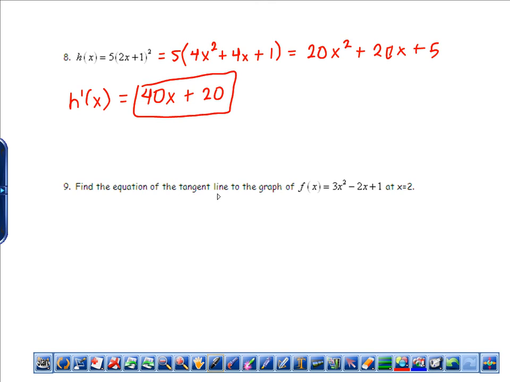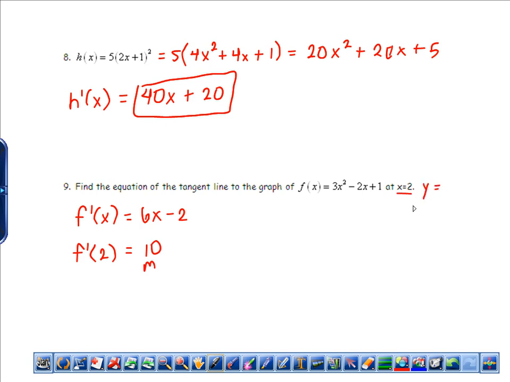Okay, number 9 says, find the equation of the tangent line to the graph at x equals negative 2. Well, we know anytime we see this equation of the tangent line, our first thing we have to do is find the derivative. So the derivative here is 6x minus 2. I'm just using the power rule. Now the slope of that tangent line is going to be f prime of 2, which is going to be 12 minus 2, which is going to be 10. Okay, this is the slope of that line.